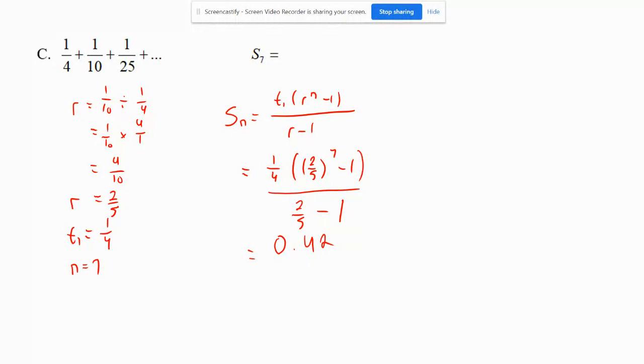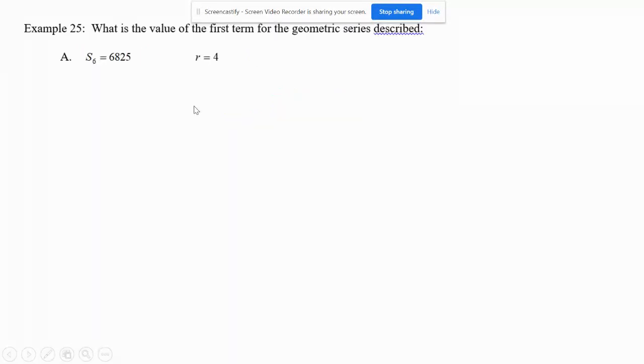And that's going to be our answer for this guy over here. All right, so example 25, what is the value of the first term of the geometric series described? We know R equals 4, S6 equals 6,825. So that means S6 equals this. That means N equals 6. That means R equals 4. We're looking for T1. Oops, T1 is question mark.